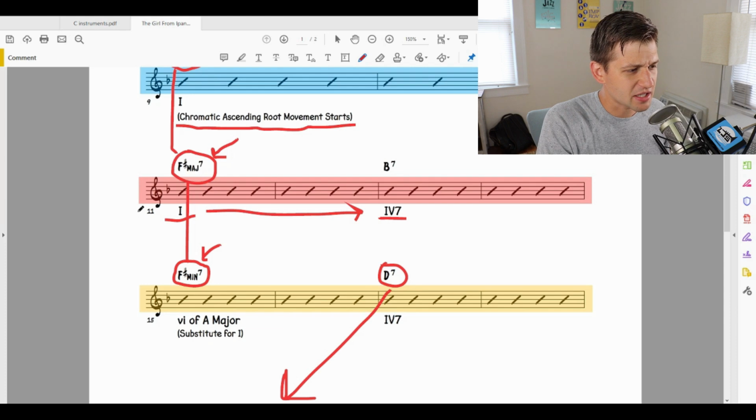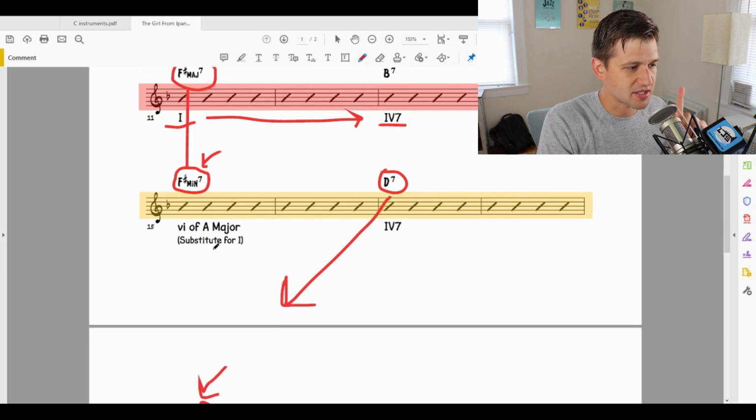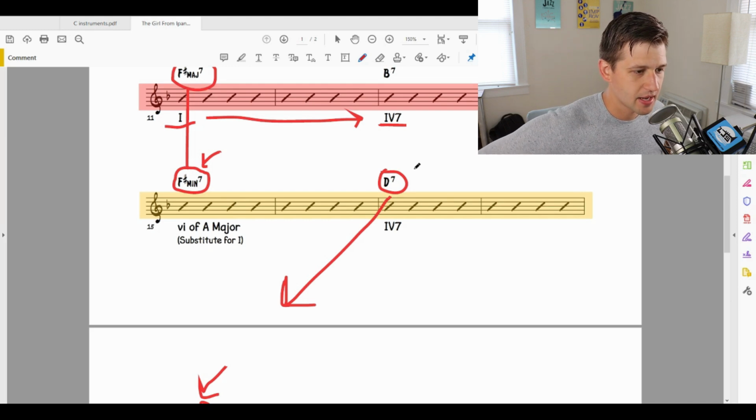Now, because in bar 11 we started with this precedent of a 1-4 relationship, what I'm doing here is applying that same concept. I want a 1-4 relationship. So if D7 is a 4 chord, stick with me here, you're going to understand this. If this is a 4 chord, what's the 1 chord going to be? It's going to be A major, right? And that makes a lot of sense.